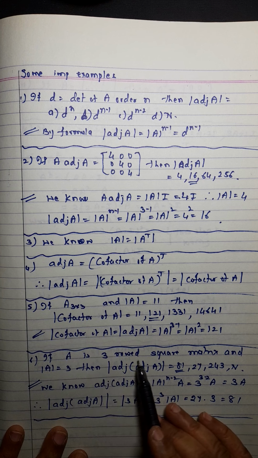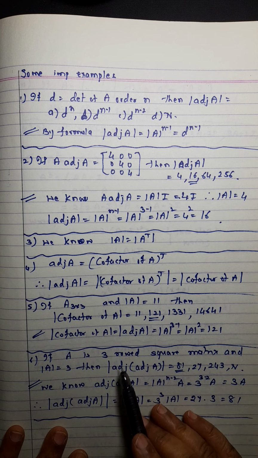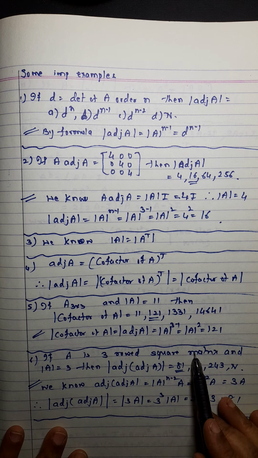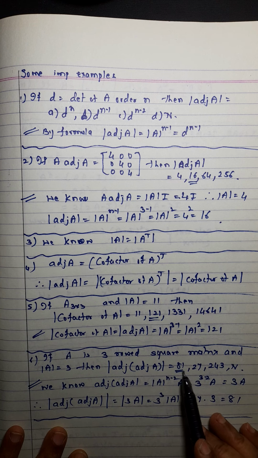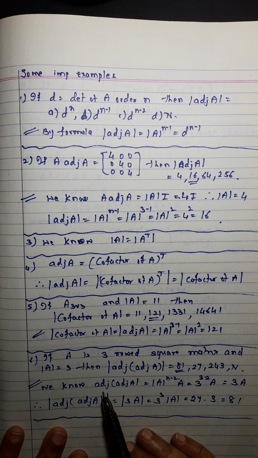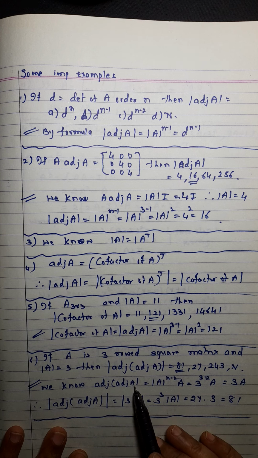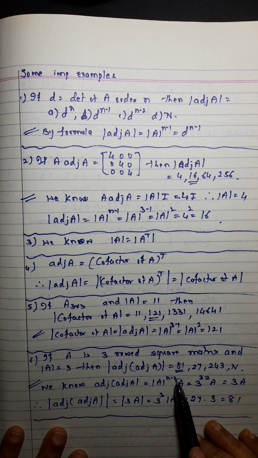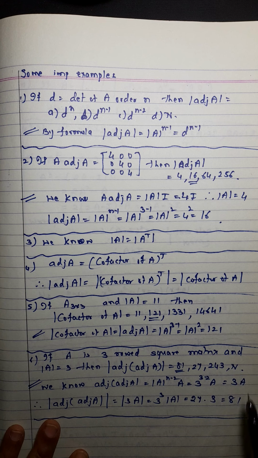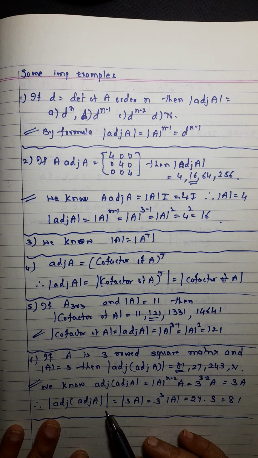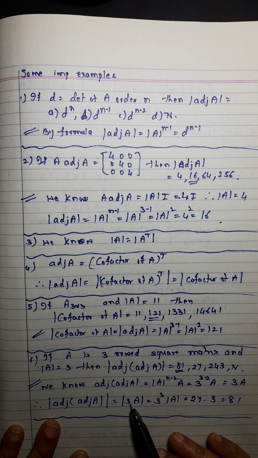If A is a 3-rowed square matrix, meaning 3 by 3, and the determinant of A is 0, then what is the adjoint of adjoint of A? There is a formula: adjoint of adjoint of A is determinant of A raised to n minus 2 into A. N is 3 here, so you will get 3A. When I take the determinant, because it is of order 3 by 3, when I take 3 common, it will come 3 raised to 3 outside.